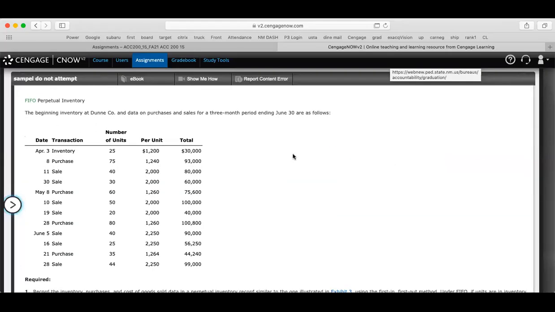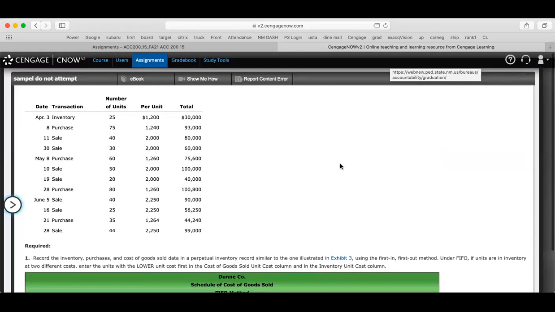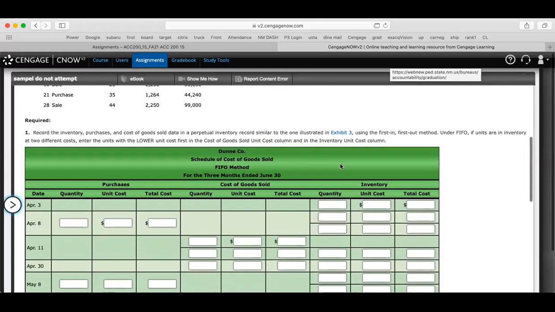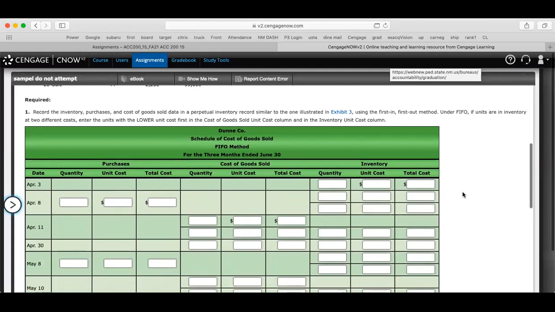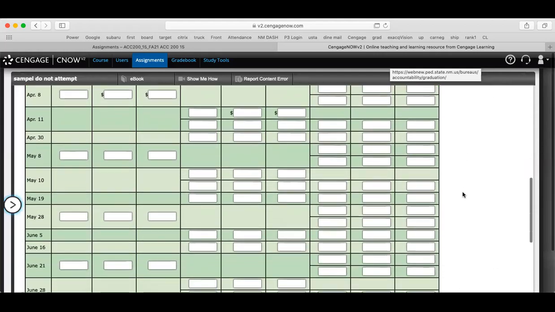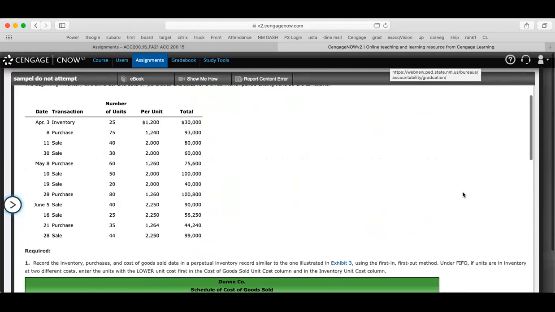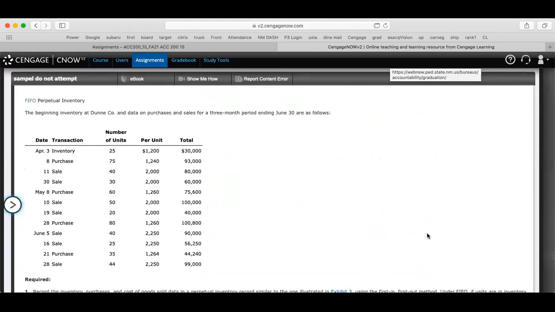Hello, class. I just want to make this video about the FIFO perpetual inventory. So here's the example. This is the beginning inventory for Dune Company and data on purchases and sales for a 3-month period ending June 30 are as follows. So we're going to use this to complete this cost of goods sold sheet here. Okay, so we'll go through this and take a look at this.